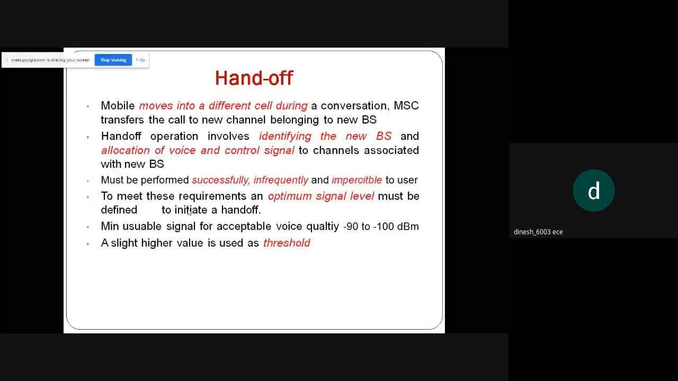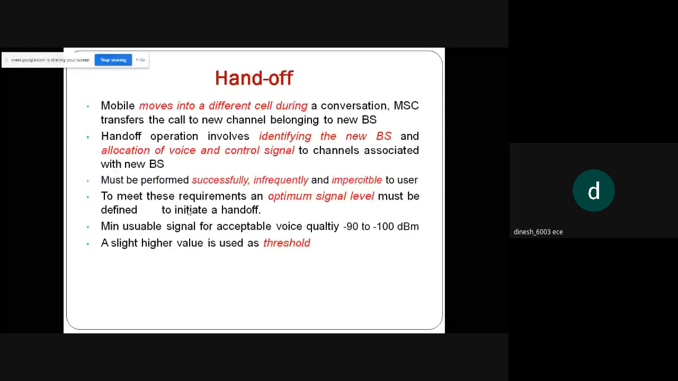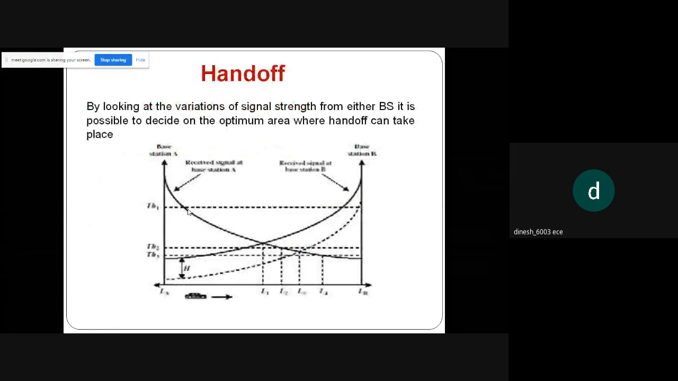The conversation will be disabled. The minimum usable signal for acceptable voice quality is in the range of -90 to -100 decibel meter. So the voice quality should always be -90 to -100. Always a threshold value higher than this is set for your handoff strategy. This we call the handoff threshold level.